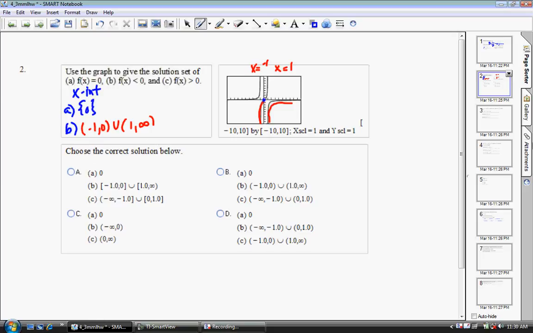And then part C, where is it greater than 0? Well, that happens here, right, and also here. So that is to the left of negative 1, from negative infinity to negative 1, union between 0 and 1, 0 to 1. So what does that correspond to? I think that one would be, yeah, B.